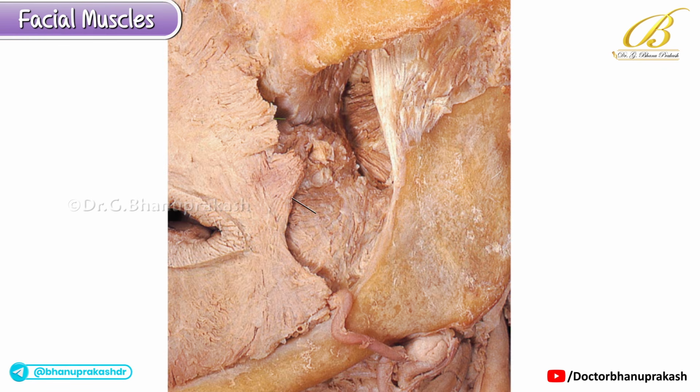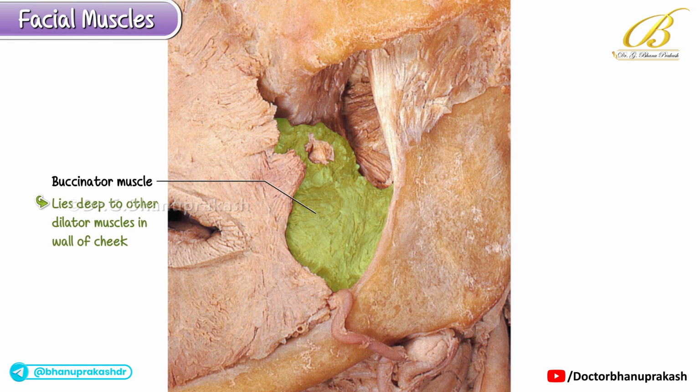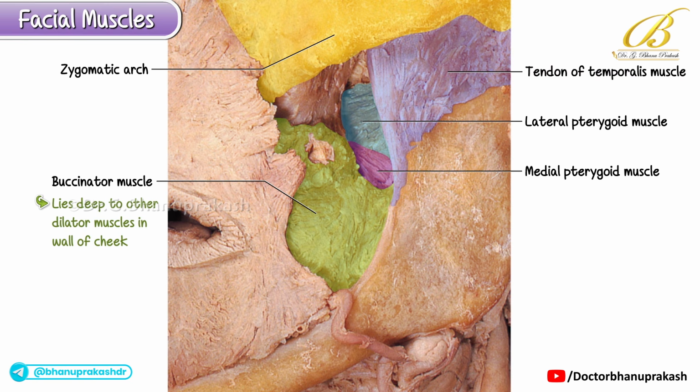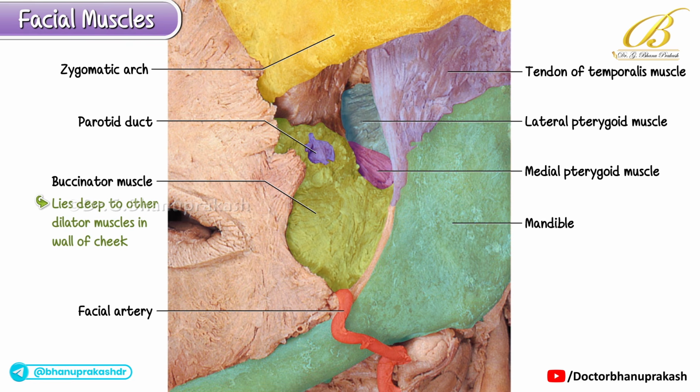This image displays the buccinator muscle after the removal of several superficial facial muscles, the parotid gland, most of its duct, and the masseter muscle. Buccinator lies deep to the other dilator muscles forming the wall of the cheek. Medial to the buccinator, the medial and lateral pterygoid muscles can be identified. Behind the zygomatic arch, the tendon of the temporalis muscle is visible. The parotid duct is seen piercing the buccinator muscle, and the facial artery is shown crossing the mandible.